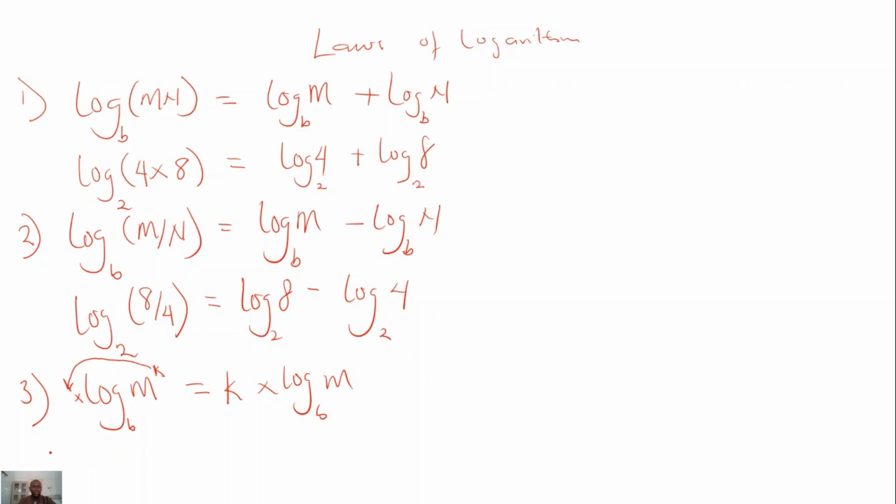For example, if you have log 8 into base 2, this can be rewritten as log 2 raised to power 3 base 2, and this 3 can come down and it becomes 3 times log 2 into base 2.